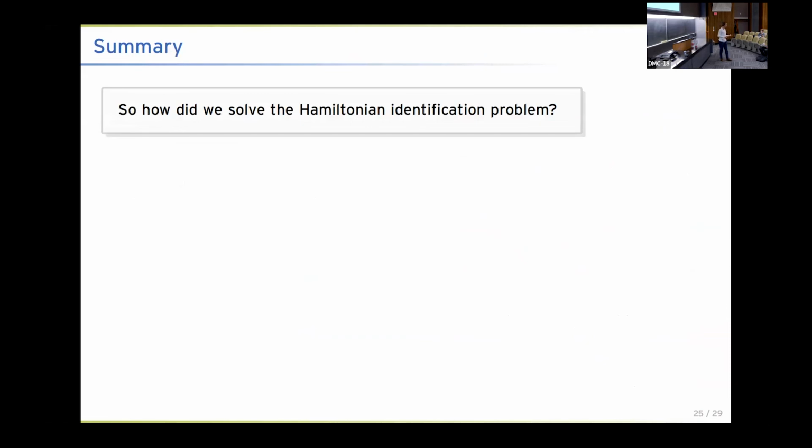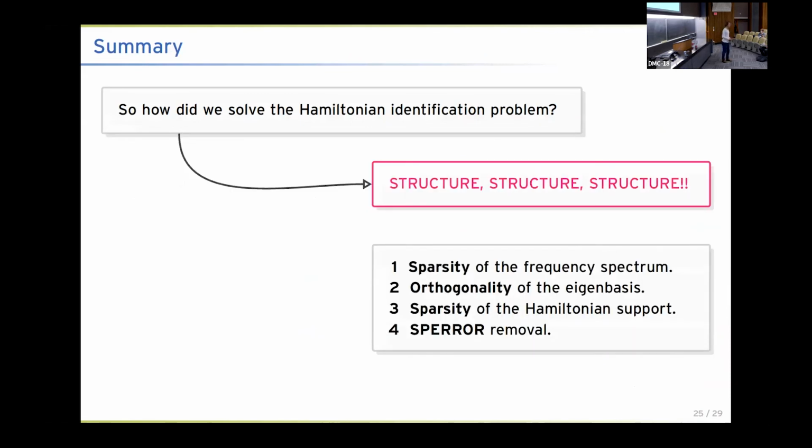So, summary: how did we solve the problem? Well, the key take-home message is you use structure. So what structure did we use? We used sparsity of the frequency spectrum, right? This was used in the ESPRIT denoising algorithm. That's what allowed us to get our frequency resolution much more precise than would be permitted by the Nyquist resolution alone. We used orthogonality of the eigenbases. Remember, that was important to make the error that we get from the measurement much smaller. And it also gives us a really fast converging algorithm.